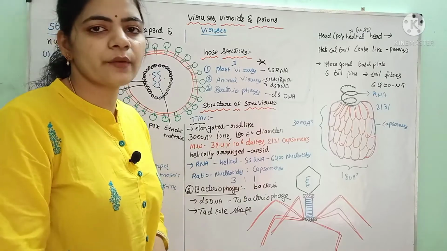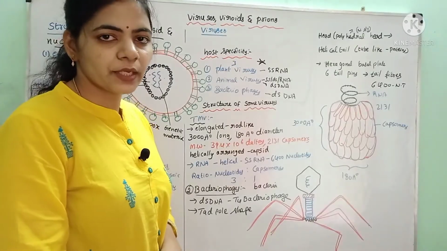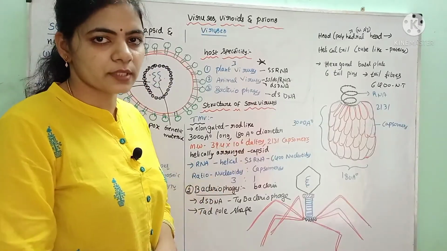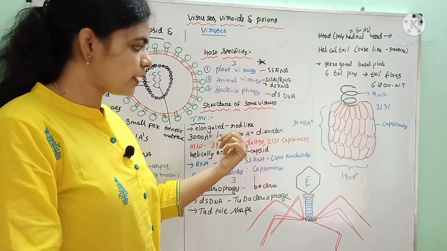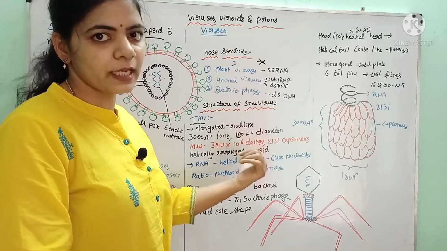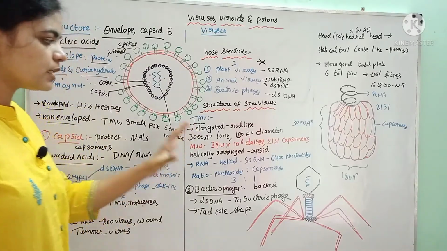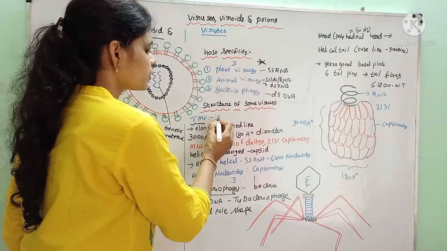On tobacco mosaic virus, three scientists worked, that is Ivanovsky, Beijerinck and Stanley. Those three persons worked on this tobacco mosaic virus. Stanley crystallized this tobacco mosaic virus for the first time. Stanley crystallized these virus particles. What is the full form of TMV?